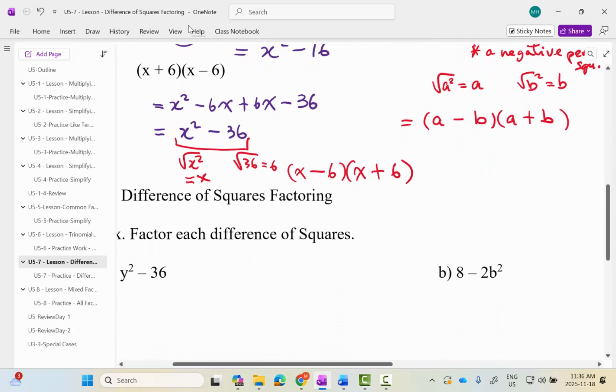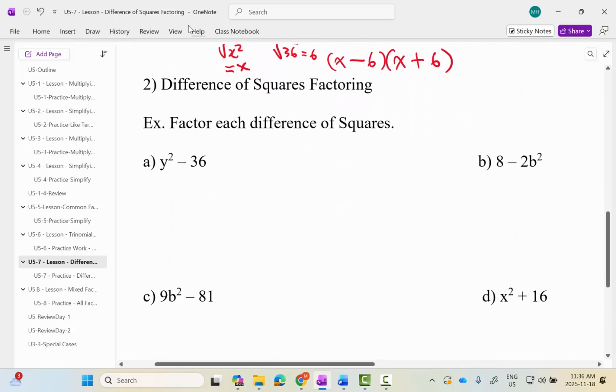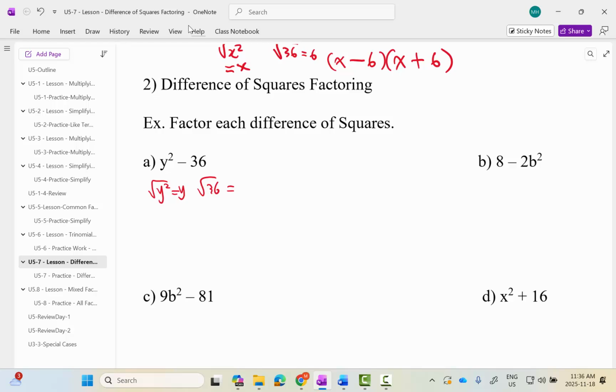So that's very important. Okay, so let's try this one. I guess this one's very similar to what we had. But anyways. That's right. So here, all you need to do is what? Square root both of them. Y squared. And square root 36. If you square root y squared, what do you get? Y. Yes. And if you square root 36, what do you get? 6.